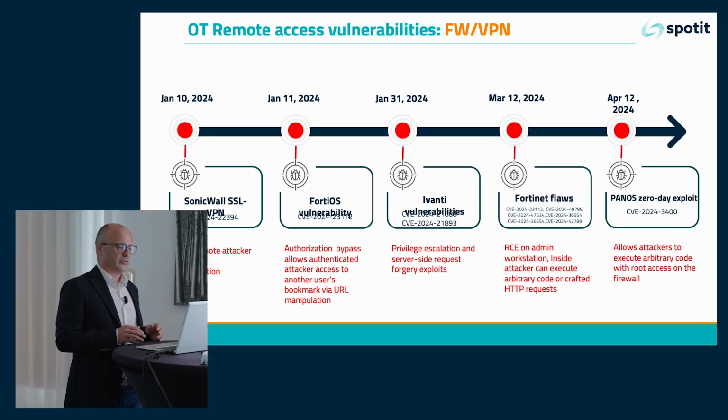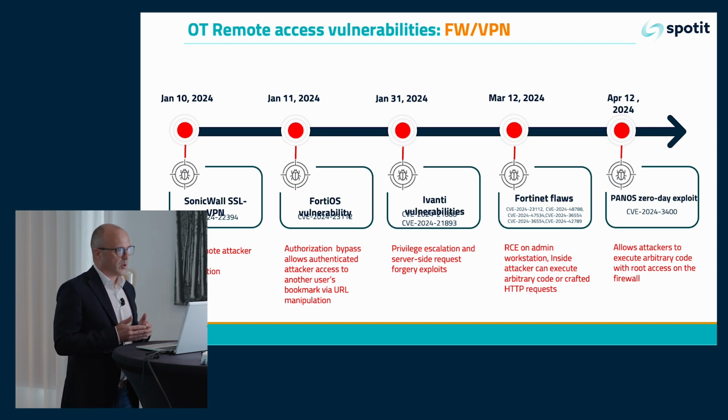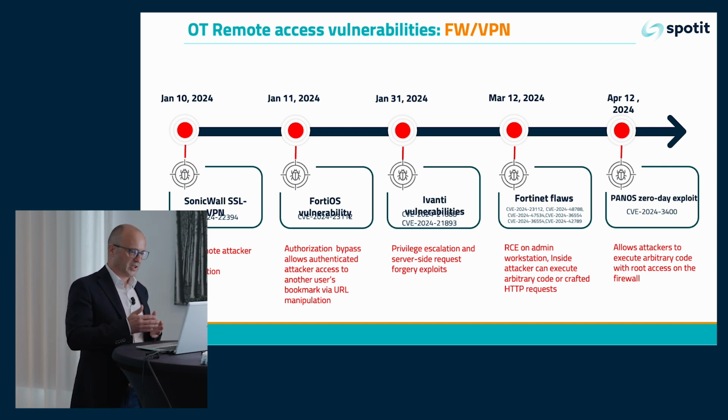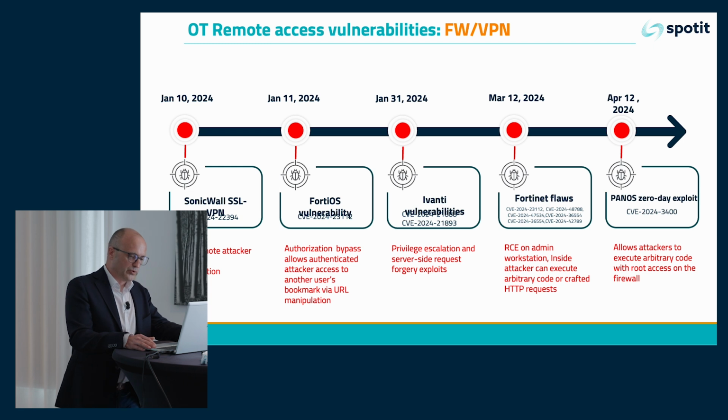I'm not going to discuss all those vulnerabilities in detail, but the most impressive one we experienced at Spotted, at the beginning of Q2 this year, was the zero-day PAN-OS vulnerability, where if the attack was successful, the adversary was capable of running arbitrary code on the Palo Alto firewall with root access. So definitely not an amateur attack. It was suspected that a nation state was behind this kind of attack.